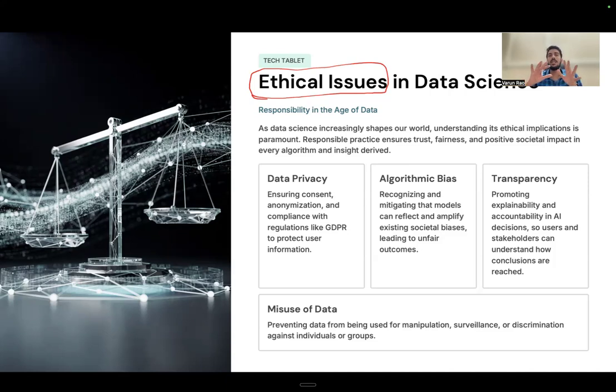And what are the major facets of ethical issues that we're talking about? Trust, fairness, and positive societal impact in every algorithm and insight derived. So basically, everything that you're working on is based on trust, fairness, and positivity, just to keep it short. Okay. While you have these practices, there are certain pillars of data, or of the internet, that are to be followed by every person who's using a system in this generation.